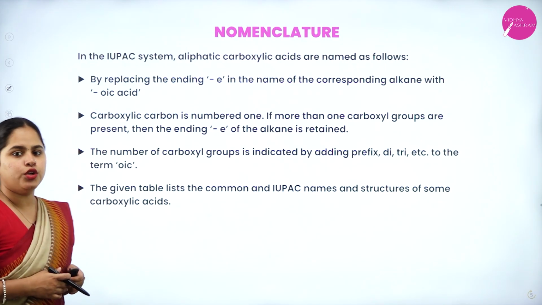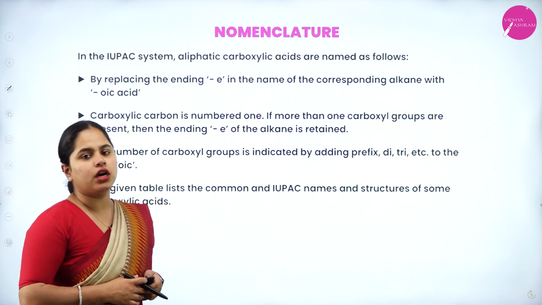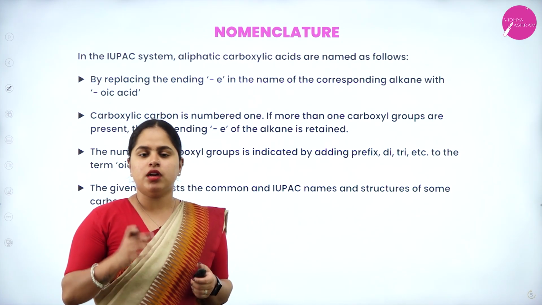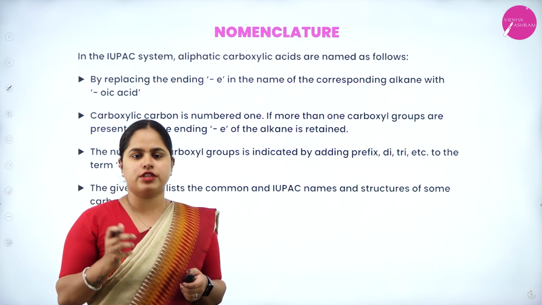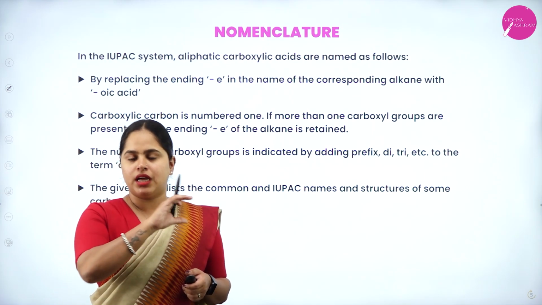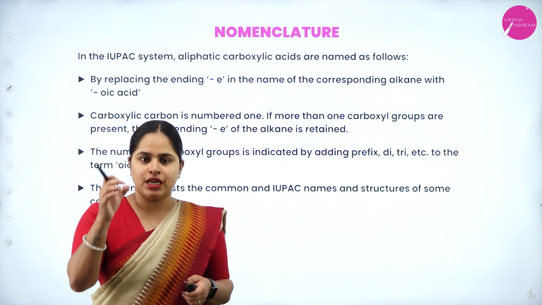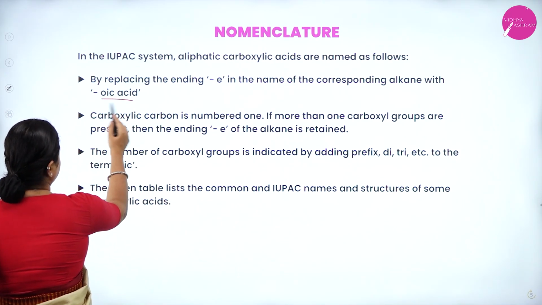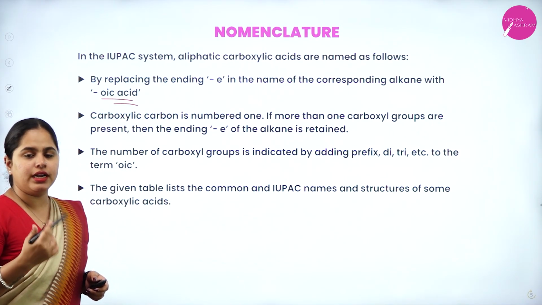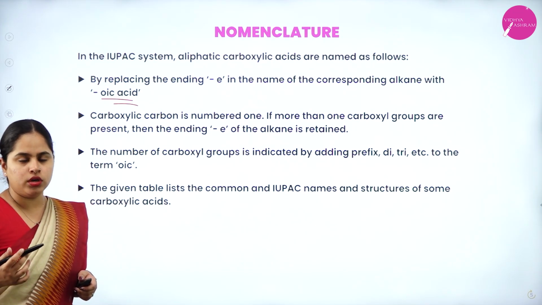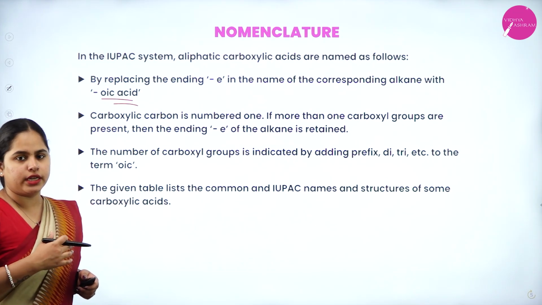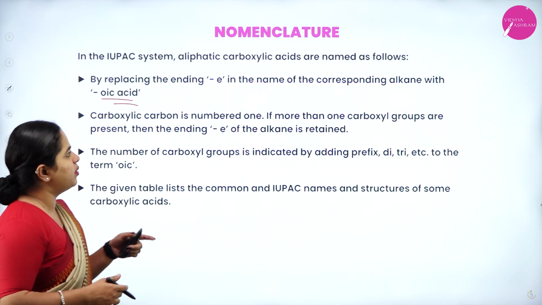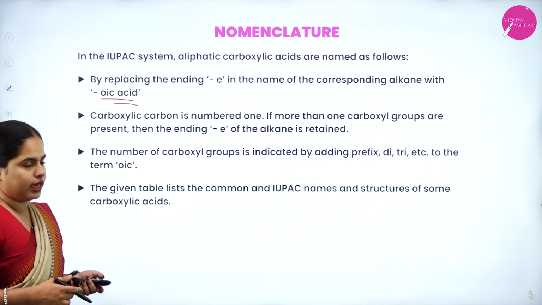Moving on to the nomenclature. The basis of IUPAC nomenclature you have already studied. Here what you have to remember is the suffix that you have to use. For the hydrocarbon part, whatever the name is, the E has to be changed to oic acid. In the case of aldehyde it is al, ketone is one, and in the case of carboxylic acid it is oic acid, by replacing the ending E in the name of the corresponding alkane with oic acid.